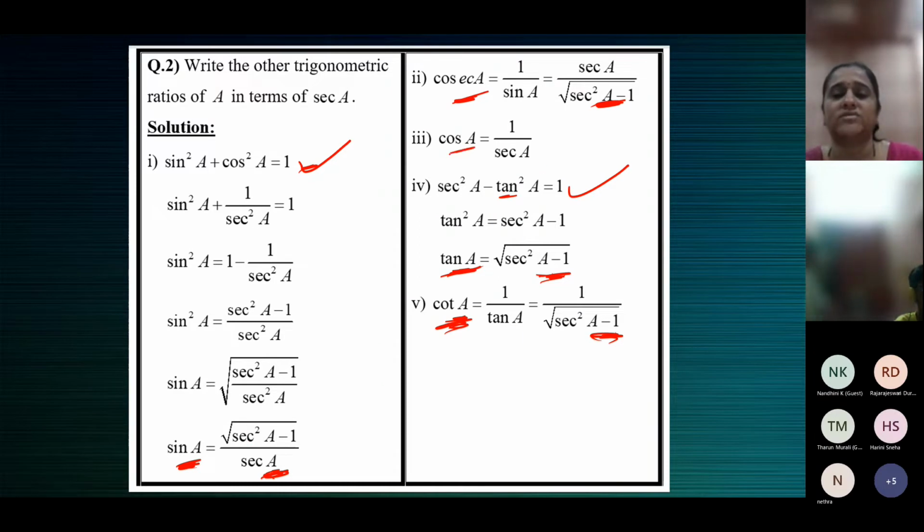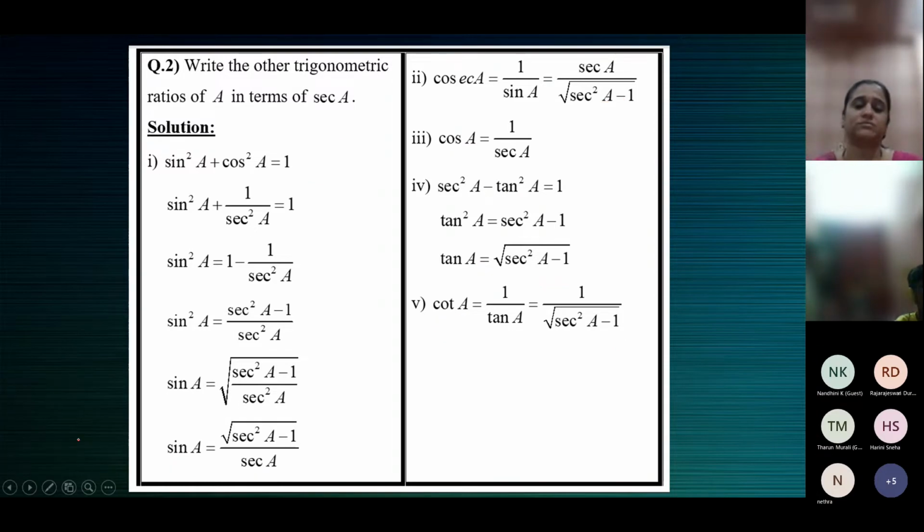And the 5th one is cos A, 1 by secant A, reciprocal. That's all. Take a screenshot, children. Complete this.